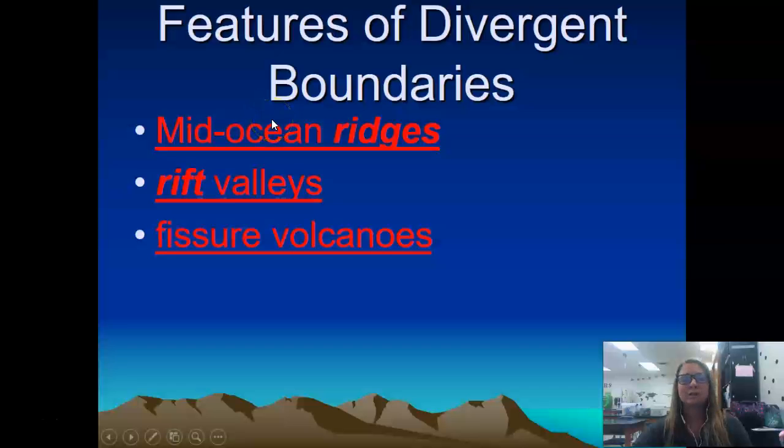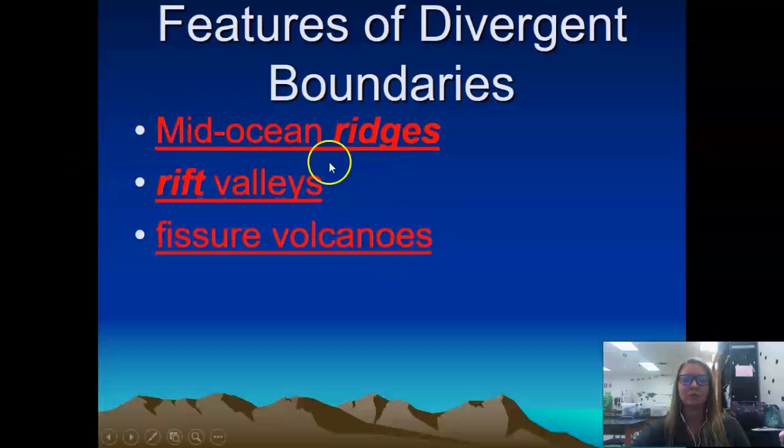So features that a divergent boundary is going to create is either a ridge, which is normally below sea level, or a rift, which is above sea level. And sometimes it will even cause fissure volcanoes, which are volcanoes that are normally found right along a crack along one of these rifts or ridges. Iceland is a great example of two of the three of these features. Iceland sits in the Atlantic Ocean, and it sits right on top of the ridge.